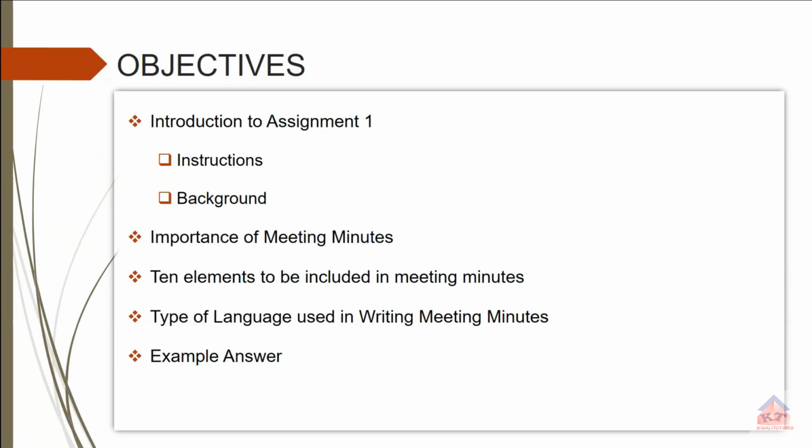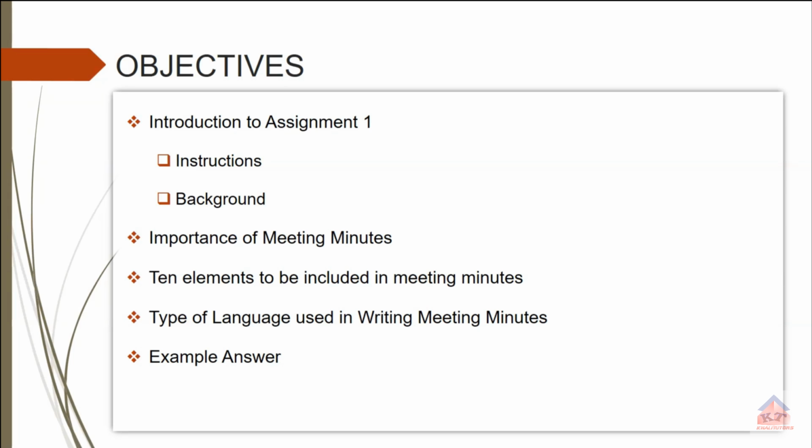So these are the objectives of this tutorial series. We'll first look at the instructions for this particular assignment, okay? By going through the instructions first, you'll understand what is expected of you. That will give you a broader view in terms of what to look for when reading the rest of the information provided in that assignment. After going through the instructions, we'll look at the background information so that it gives you context in terms of why the meeting is happening and what is happening in that particular meeting.